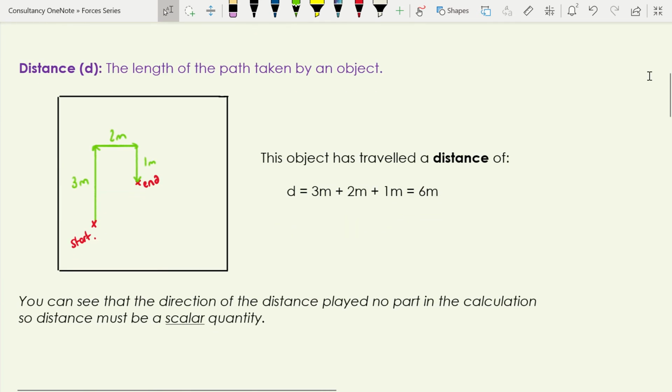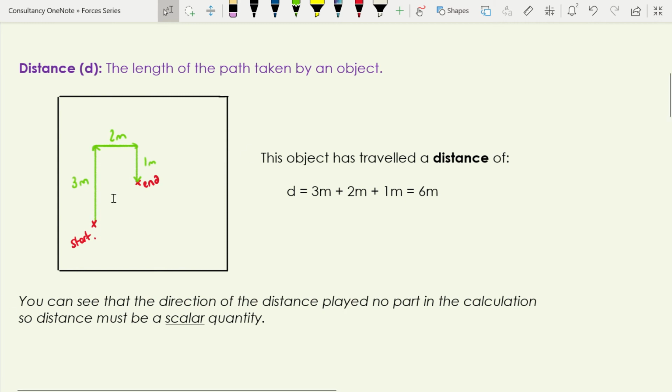So let's pick up with distance first of all. You see this is in purple, which in this series means that you should be writing it in the set of notes that you're taking. So this will be the next one that we add. So distance, which we give the symbol d, a lowercase d, is the length of the path taken by an object. So in this context, when we're talking about distance, we're talking about objects moving and how far they've traveled.